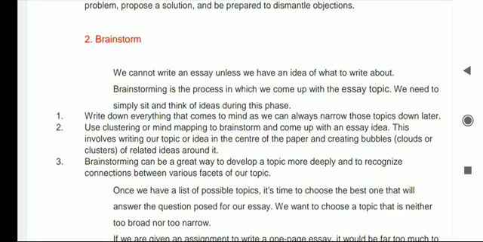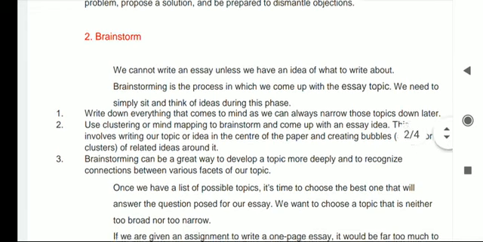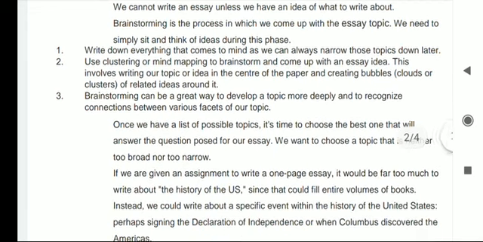brainstorming can be a great way to develop a topic more deeply and to recognize connections between various facets of our topic. Once we have a list of possible topics, it's time to choose the best one that will answer the question posed for our essay.